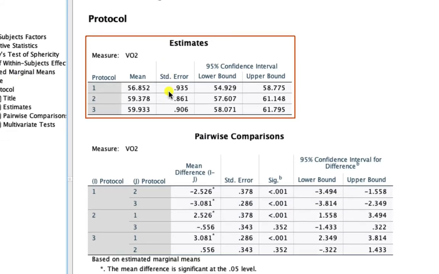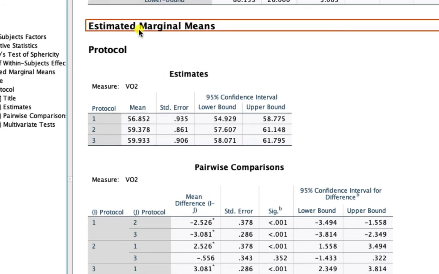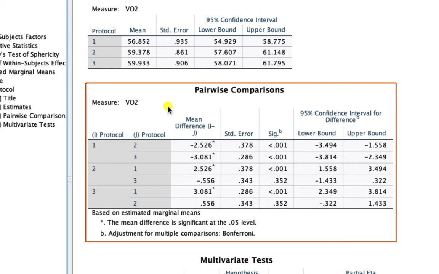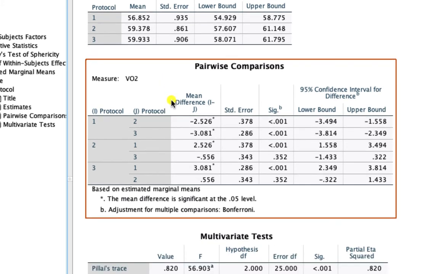And then the next thing we end up seeing is the estimated marginal means section, which is our post hoc tests. So we'll direct our attention to the pairwise comparisons table. We see that protocol is listed by number, and we have our pairs listed here in our table.